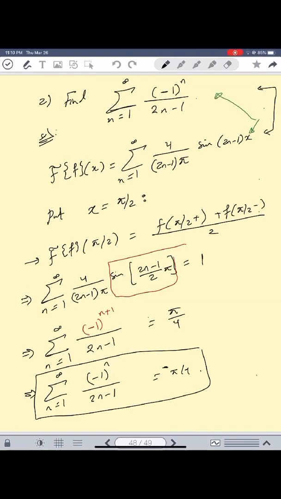So this is again how to apply the Fourier series to find certain sums. We need to be very careful in choosing our x value that gives what we need in the summation. Okay, so this is this function.